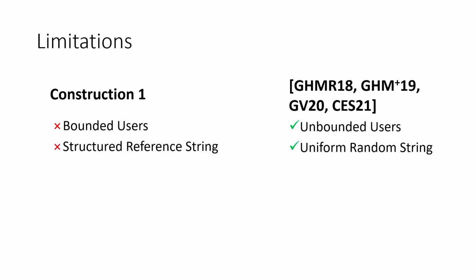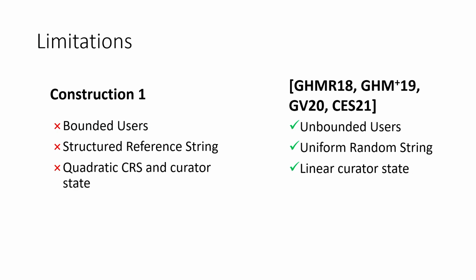Of course, there are some limitations to this construction. As I stated before, we can only support a bounded number of users. So at setup time, we need to specify how many users the key curator can curate into a single key. In addition, we have to use a structured reference string rather than just uniform randomness. And finally, a slight downside in terms of practicality is that our CRS does grow quadratically with the number of users we need to support.